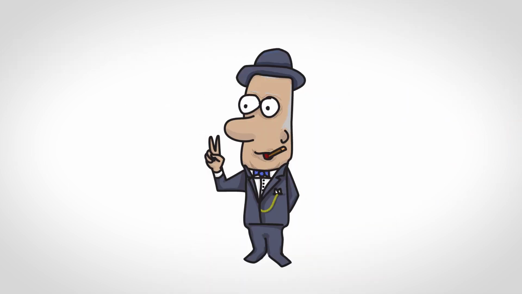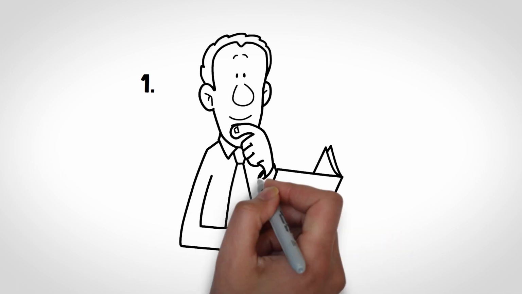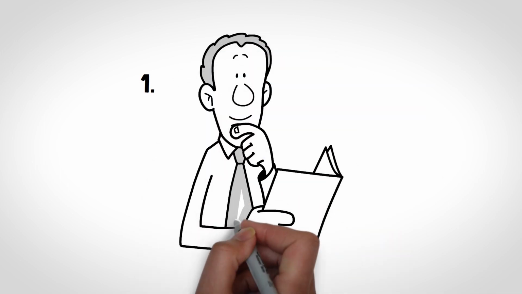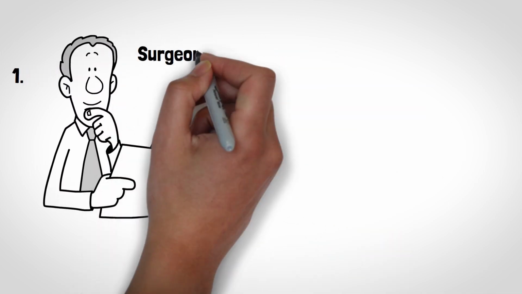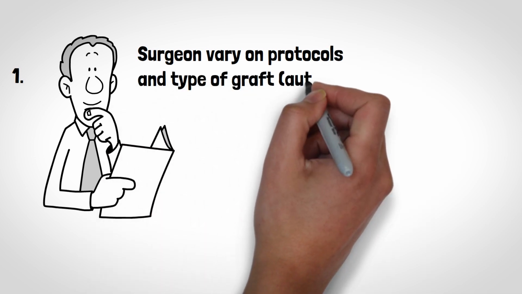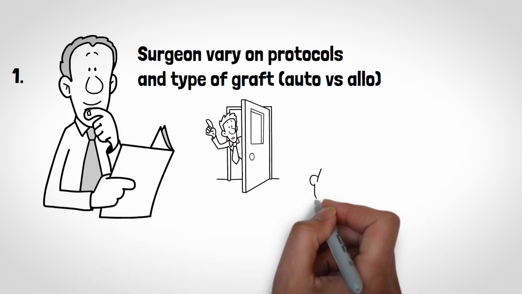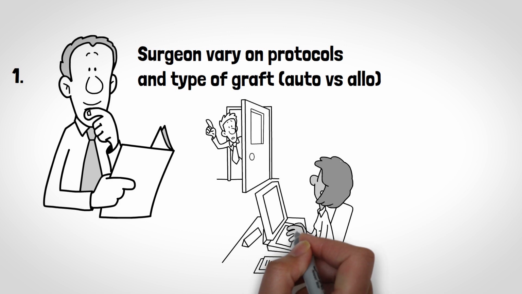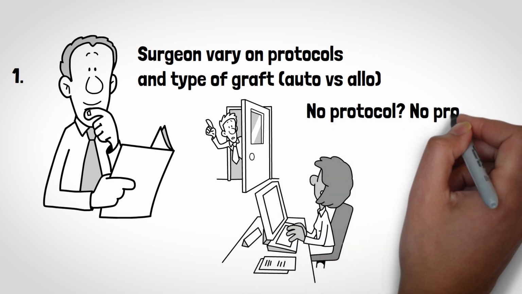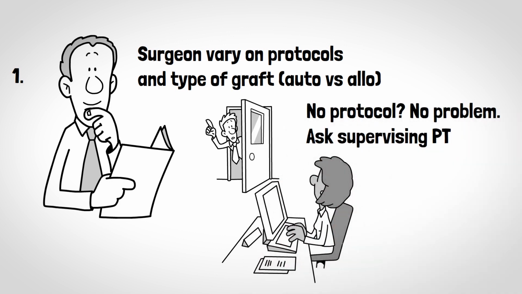We're going to be taking this in two different ways. One, the clinic point of view, and two, your book point of view. The first thing that you need to know is protocols. The reason why the book isn't specific on what protocols you should be using is because every surgeon is different and depending on what kind of graft they did. The first thing that you should be doing if there is no protocol list attached is asking your supervising PT the approach that they would like to take.